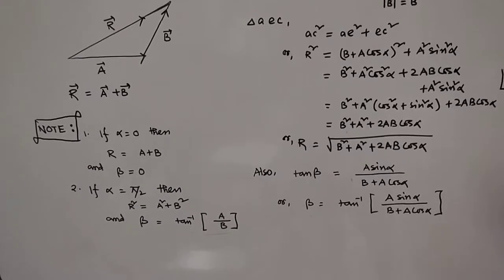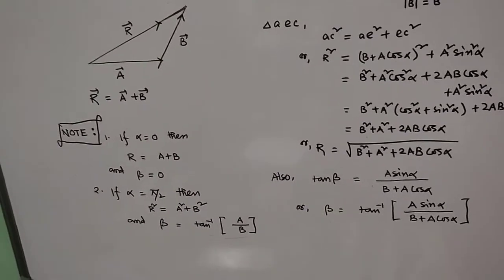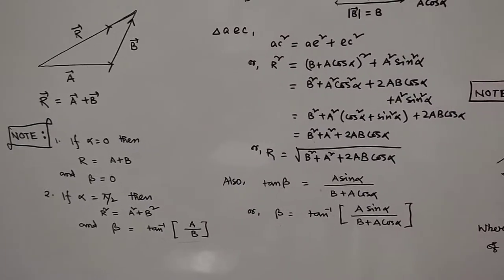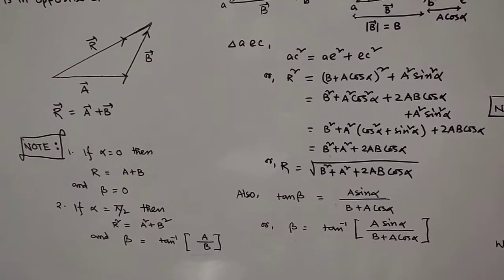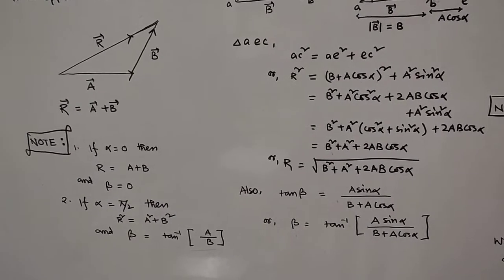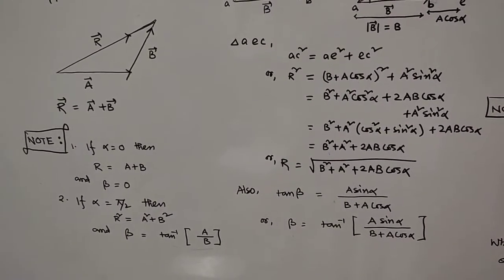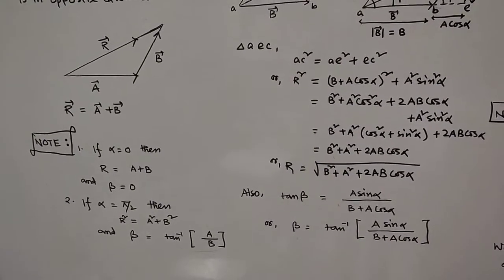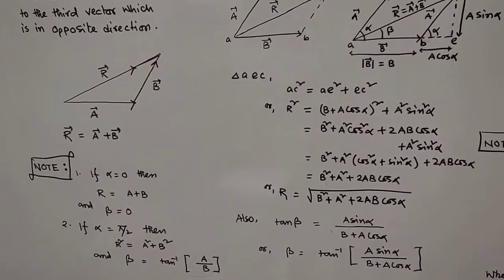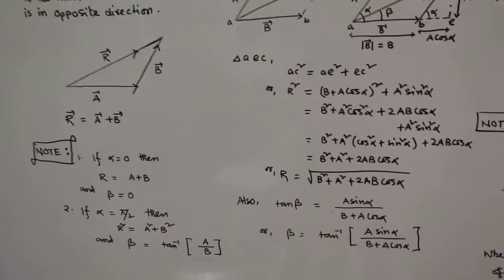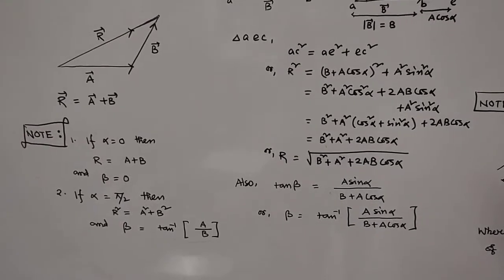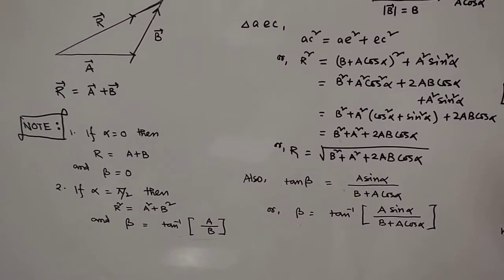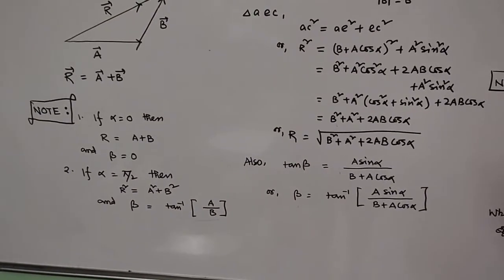Now you can substitute alpha and define R and beta in different cases of alpha. If alpha equals 0 degrees, then R equals root over B square plus A square plus 2AB, so you can say root of (A plus B) whole square, which means A plus B. And beta goes to 0. It means if two vectors are in the same direction, then the resultant is also in the same direction, and the resultant is nothing but the sum of the magnitudes of the two vectors.